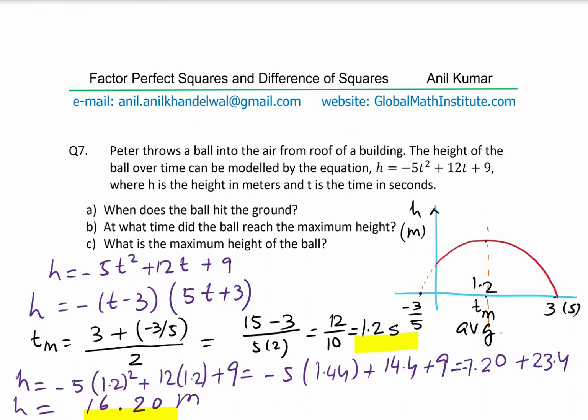Let me rewrite this answer as: t equals 3 seconds and maximum height will be 16.2 meters. Perfect. So that is how we are going to answer this. So I hope it is absolutely clear. So this particular point here is basically (3, 16.2).